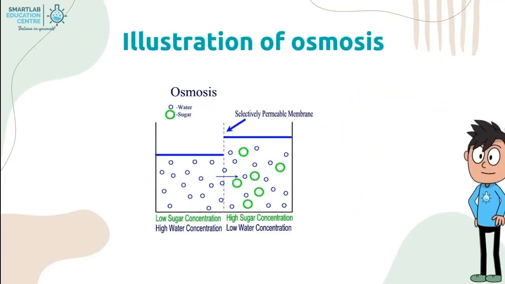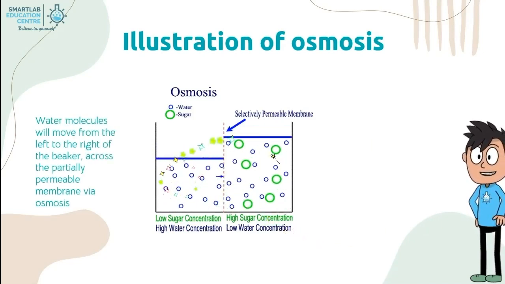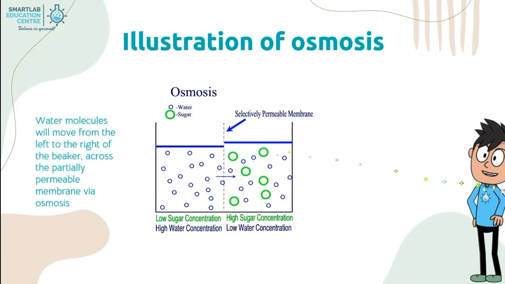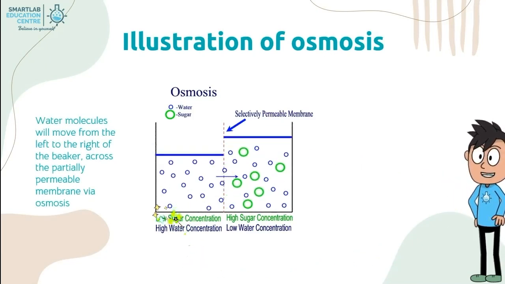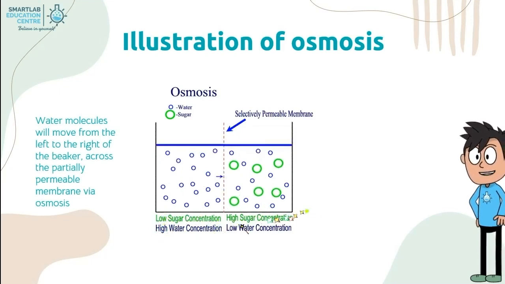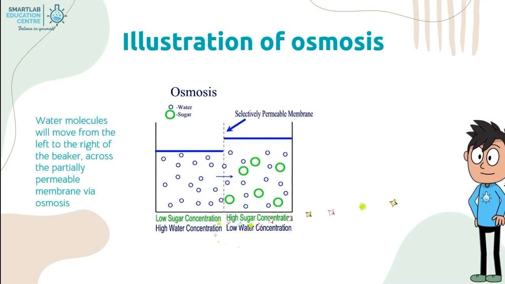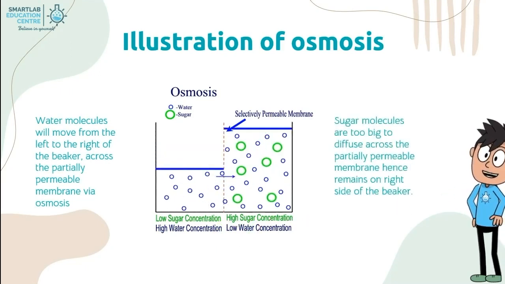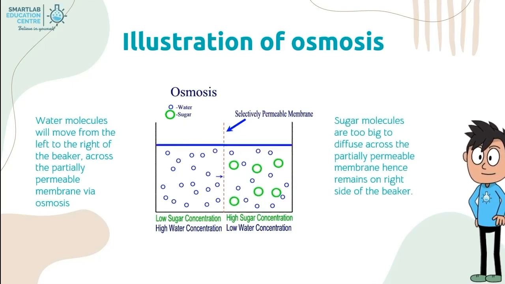Illustration of osmosis. Water molecules will move from the left to the right of the beaker, across the partially permeable membrane via osmosis. The region on the left has low sugar concentration and high water concentration, whereas the region on the right has high sugar concentration and low water concentration. Sugar molecules are too big to diffuse across the partially permeable membrane, hence remain on the right side of the beaker.